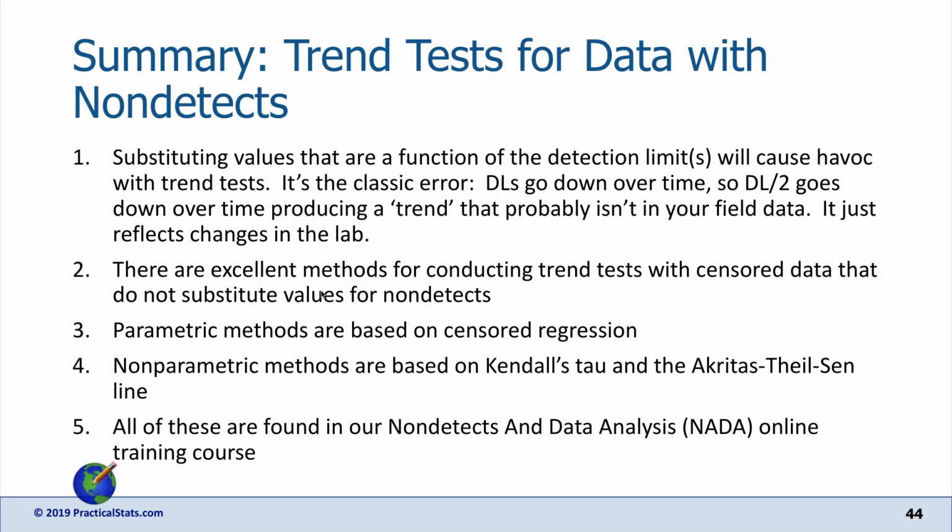Non-parametric methods are based on Kendall's tau and that ATS line, the extension of the Thiel-Sen line to censored data by Michael Akritas and students, I believe. So those are all available and they are found in our course. That's where the scripts are anyway. All the methods are done with code that's in R itself. You'd be using things like the survival package in R and the NADA package in R.